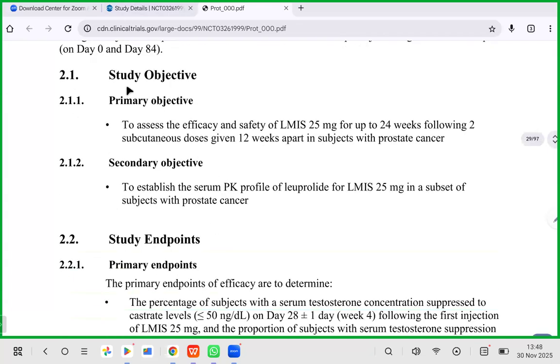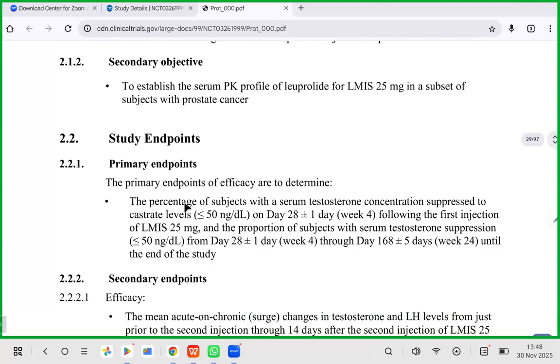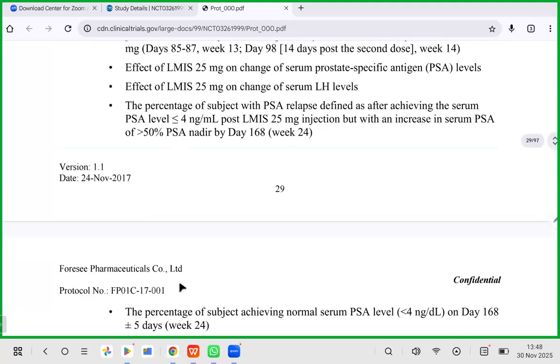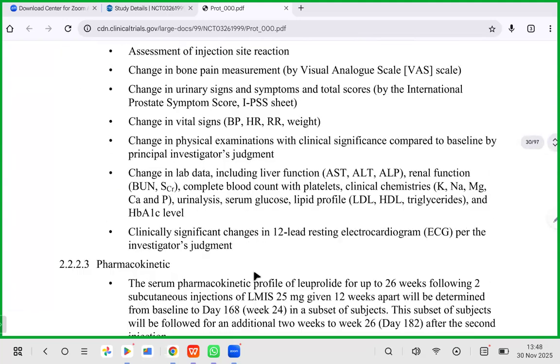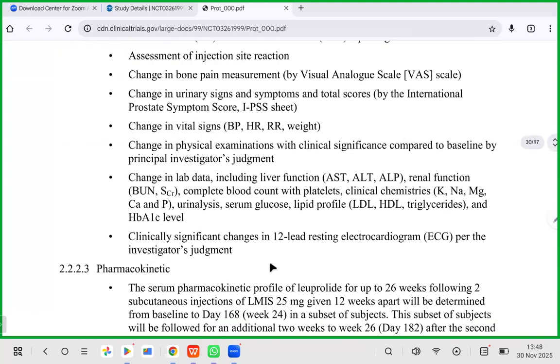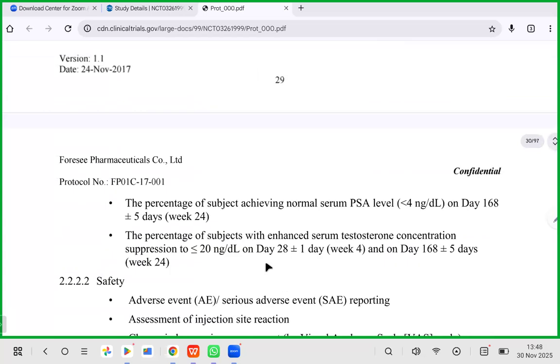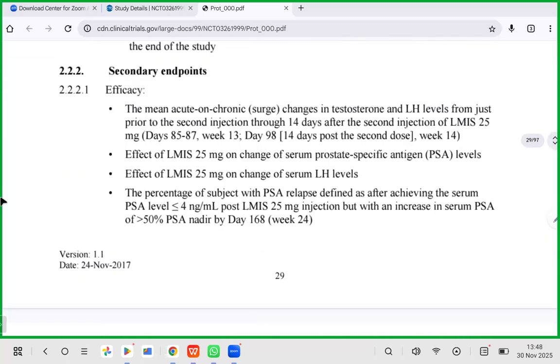So the programmers will read about the objective carefully before starting any work. This is the planning document. Then they will tell, under efficacy, what all the tables they will generate. They will generate means for prostate cancer, right? They will check the testosterone and LH levels. So they will calculate the average changes in testosterone and LH levels.